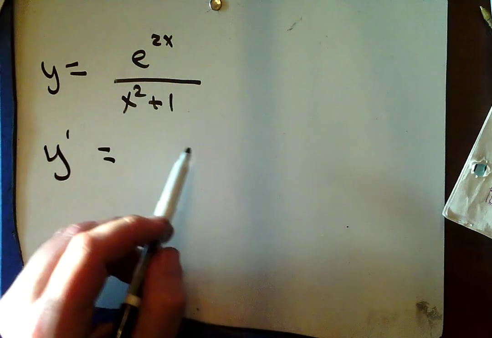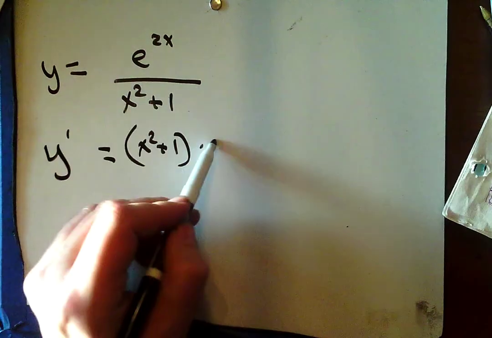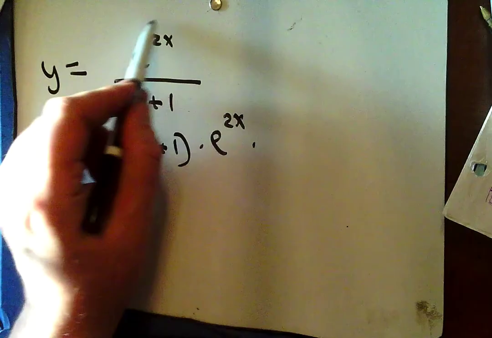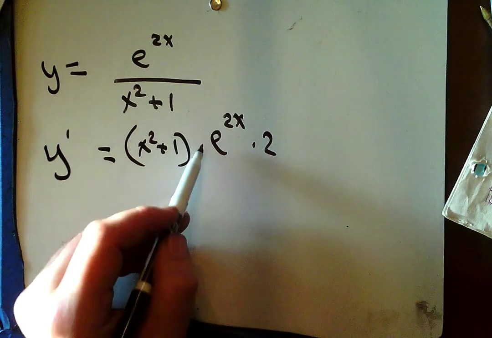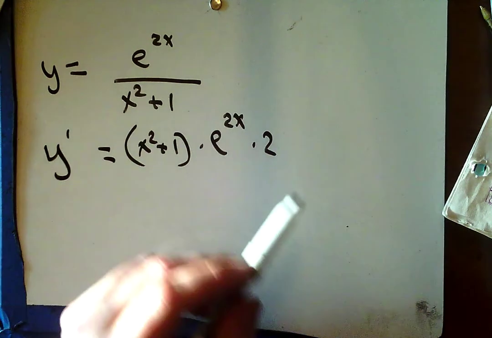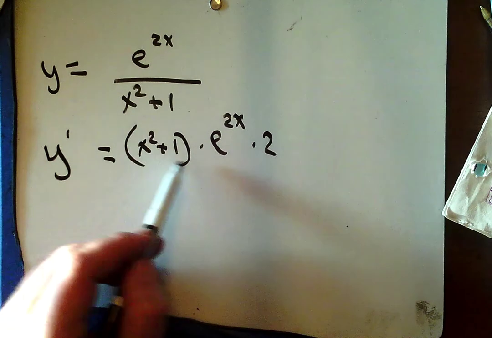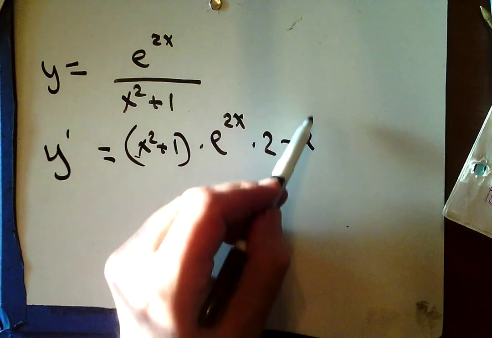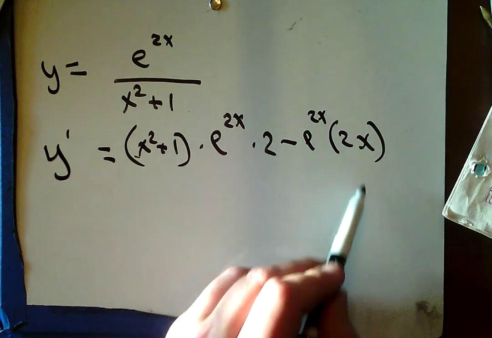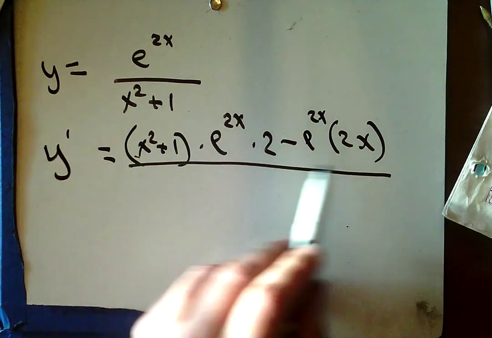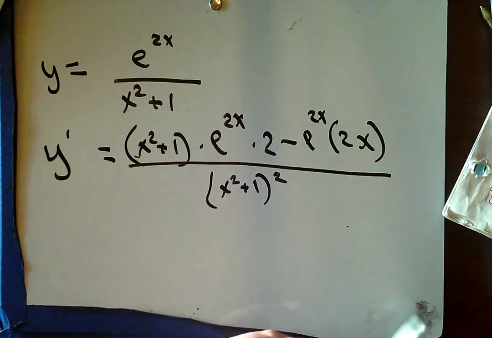Y prime would be low d high. The derivative of this is going to be itself times the derivative of that inside function. Yes, I agree, we could write ln of e because that's the derivative of the exponential, but we know that the ln of e is 1, so I'm not going to bother with that. So we've done low d high minus high d low. The derivative of the bottom is just 2x all over. It's funny how many people get through that and then completely forget about the bottom, and I'm one of those people.